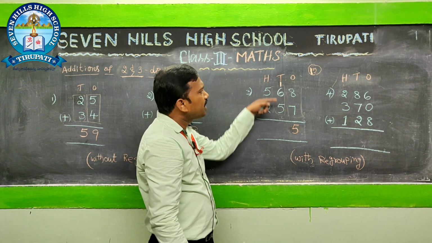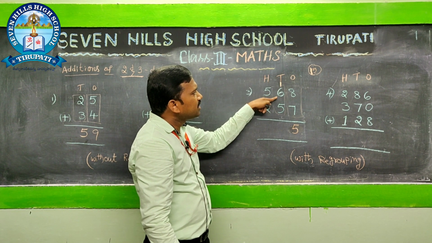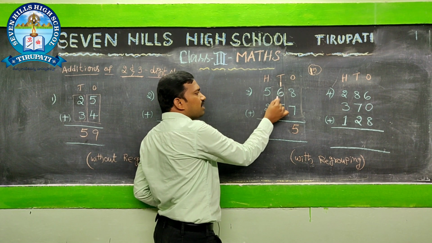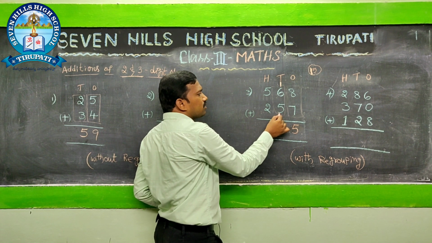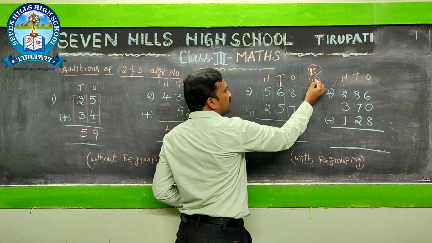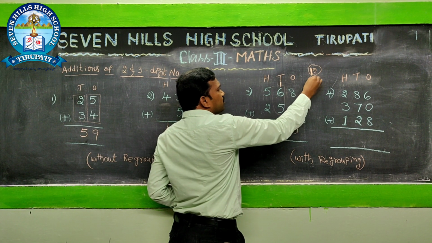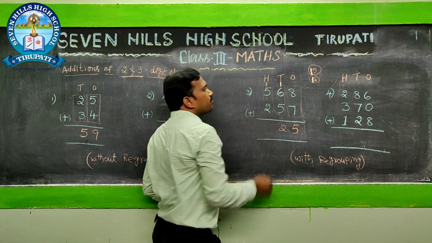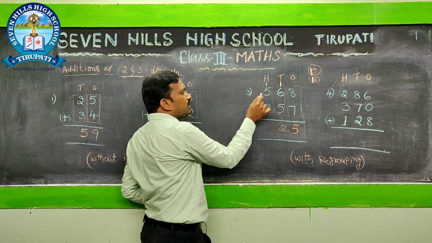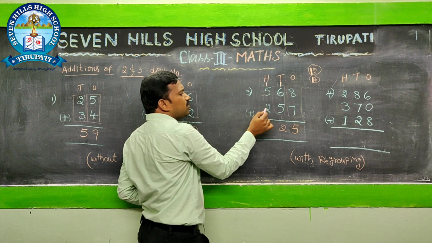Understand? Now you add the tens column. 1 plus 6, 7. Here 1 ten is there, 6 tens is there, 5 tens is there. 1 plus 6 becomes 7, 7 plus 5 becomes 12. 12 is also a 2-digit number. So in the ones place, 2 is there, and carry over this 1 to the hundreds column. Now this is 100, this is 500, this is 200. Totally adding: 1 plus 5, 6, 6 plus 2, 8.